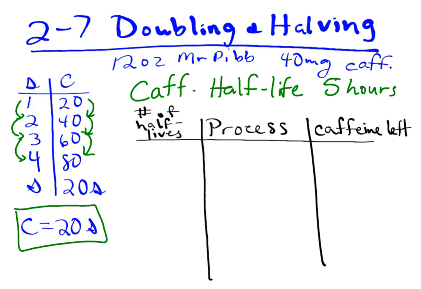So as soon as she has stopped drinking the caffeine, that's when we're going to measure from. At that moment when she has stopped drinking, we're at zero half-lives because no time has passed at all, so no half-lives have passed. And there's how much caffeine in her system as soon as she's done? 80 milligrams. So that's in the beginning.